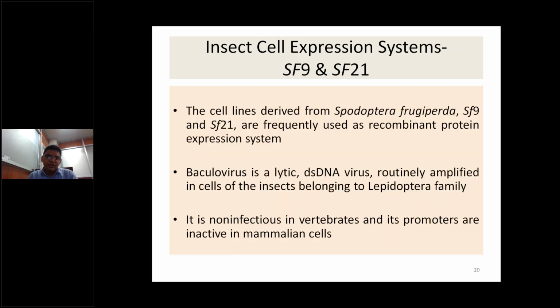Moving on to another expression system, which is the insect cell expression system. These cells are derived from insects, Spodoptera frugiperda, Sf9 and Sf21.